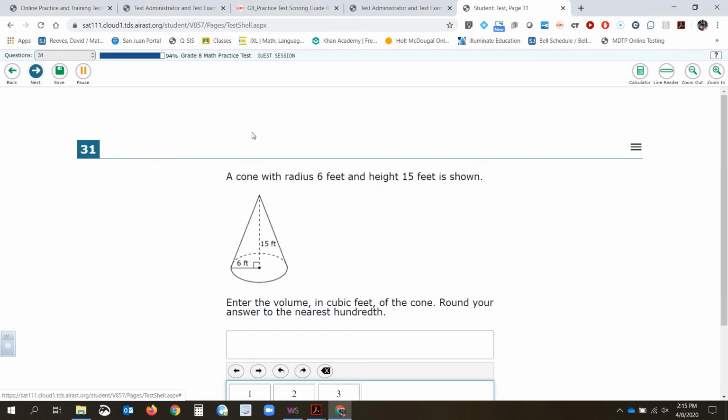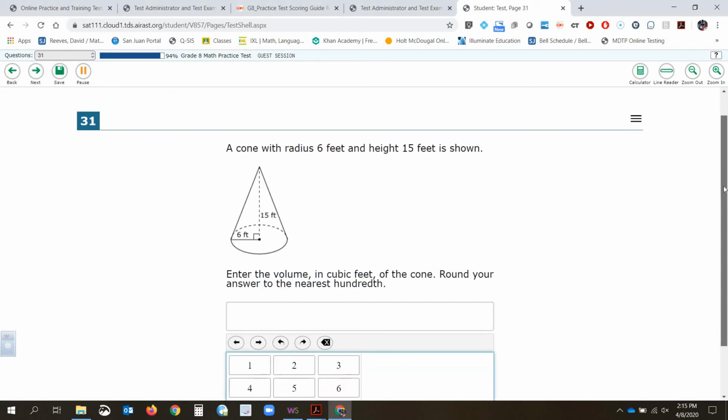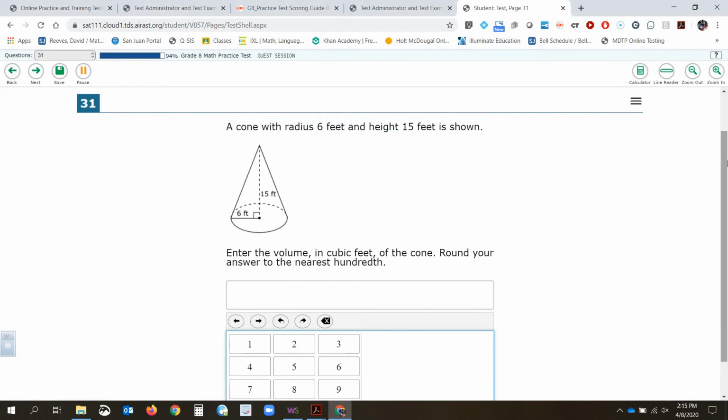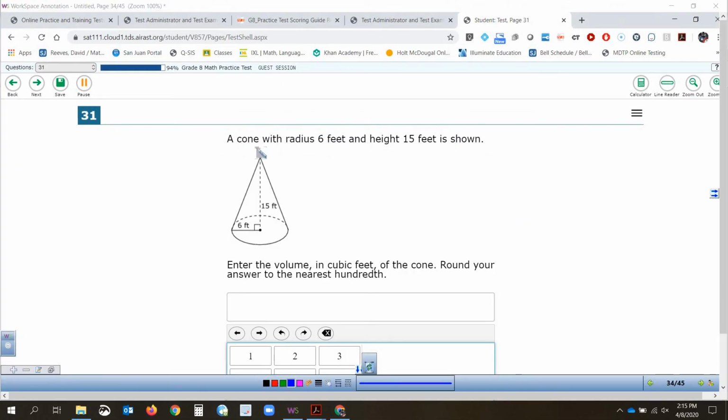All right, 31. Okay. Thinking this one's going to be a little easier than that last one. A cone with a radius of 6 feet and a height of 15 feet is shown. Enter the volume in cubic feet of the cone. Round your answer to the nearest hundredth. All right, so I believe in the previous video we did a cylinder, and now we're doing a cone.